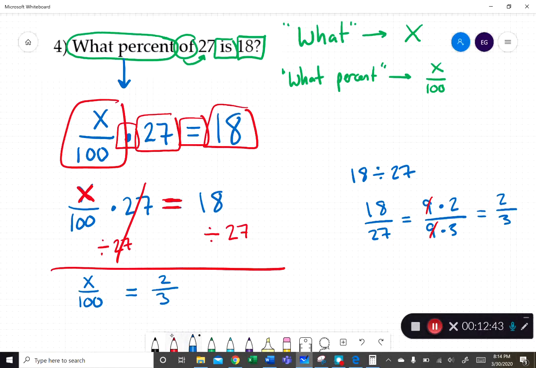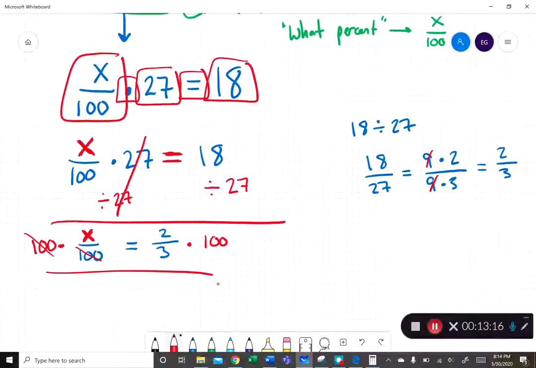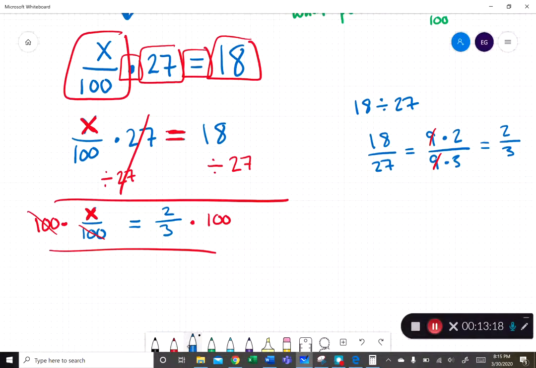All right, and so still, we want to solve for x. We got rid of the 27. Now we need to get rid of the divide by 100. And the opposite of divide by 100 is times 100. So we'll multiply the left-hand side by 100. So the times 100 and then divide by 100, they cancel. And whatever we do to the left, we have to do to the right. All right, so on the left-hand side, we have x.